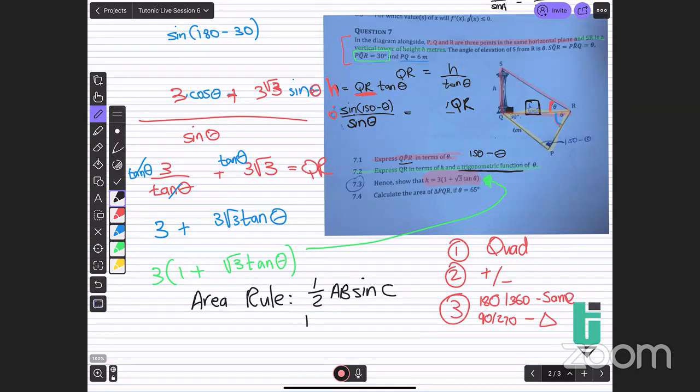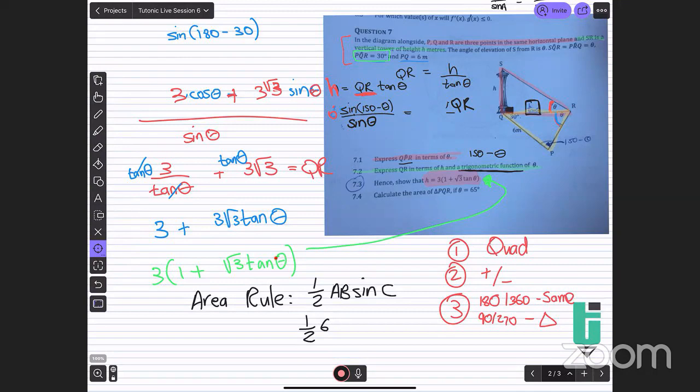So what are the two sides that we're going to use? Which sides do you think would be best? QR and QP, not RP. Why? We don't have a measurement. So it's going to be 6 times QR. But QR is this horrible thing here. But they told you that theta is equal to 65 degrees.